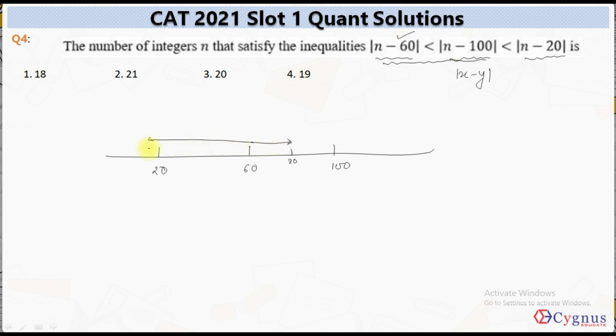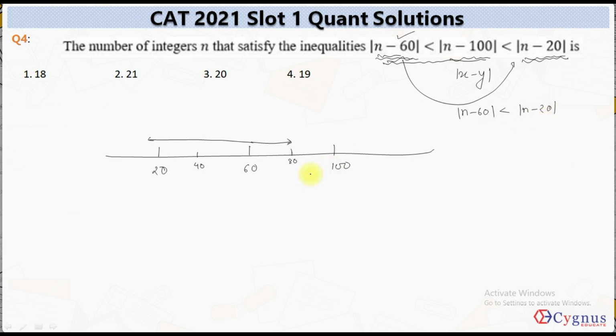Fine. Now, if you try to relate these two terms, mod of n minus 60 should be less than mod of n minus 20. What does it mean? That means my point should be more closer to 60. In that case, the distance between n and 60 will be less than the distance between n and 20. So what I can say, if you look at 20 and 60, their midpoint is how much? 40. Yes or no? If you put a point here, it will become more closer to 20. But what do you want? Your point should be more closer to 60. In that case, this will work, that mod of n minus 60 should be less than mod of n minus 20.